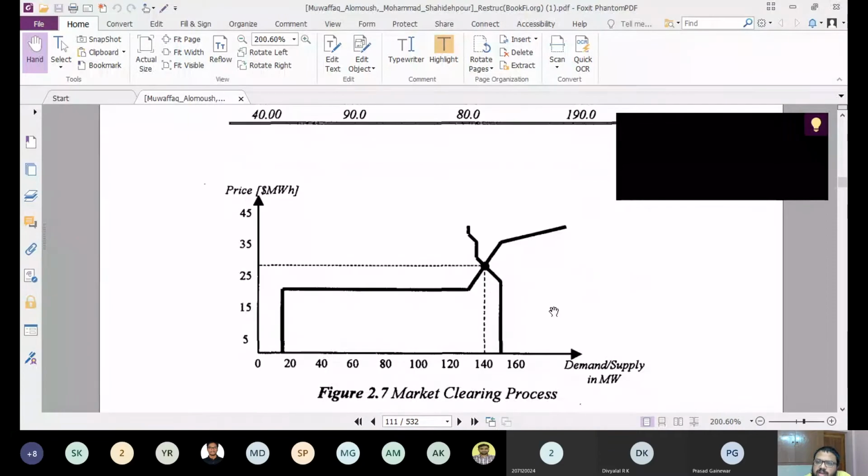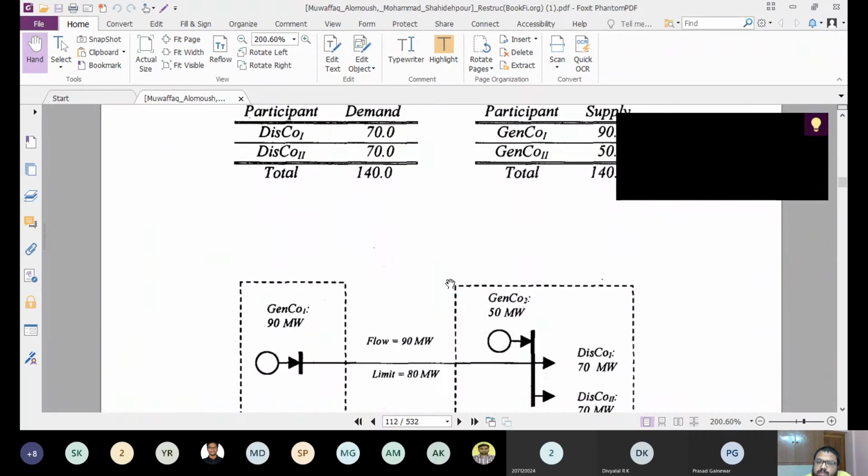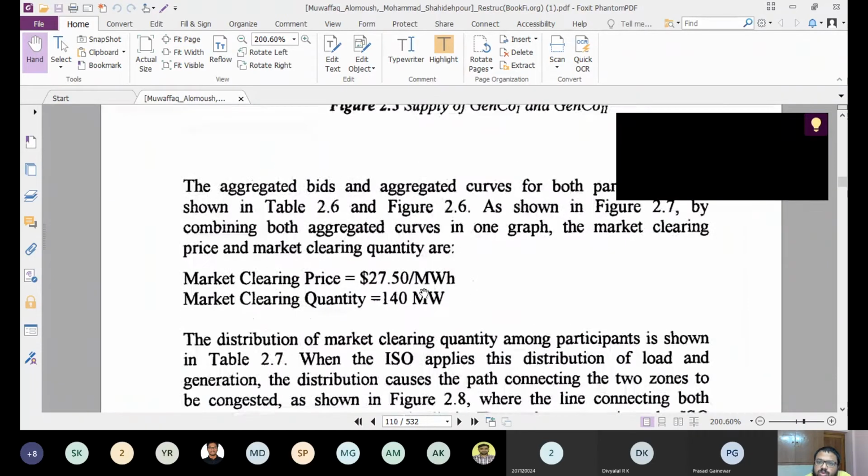Using the aggregated supply and demand curve, we just plot it in the same price-demand axis, and we get the intersection point to find the market clearing quantity and market clearing price. So the market clearing price becomes, as shown here, $27.5 per megawatt hour.